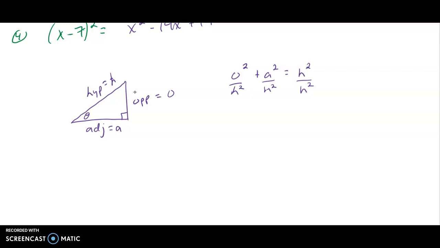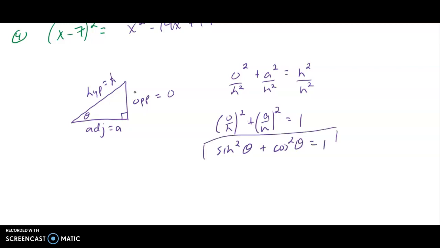And then what I want you to see is that on the right side we get 1. And on the left side, I have O over H squared plus A over H squared is equal to 1. And that, oh, snap. What's O over H in a right triangle like that? It's sine squared of theta. And what's the A over the H? Cosine squared of theta equals 1. You should know this already. It's called the Pythagorean Identity. We're going to use it a ton in this lesson. I wanted you to make sure that you could see where it came from.